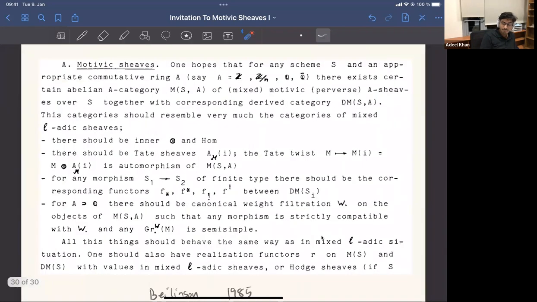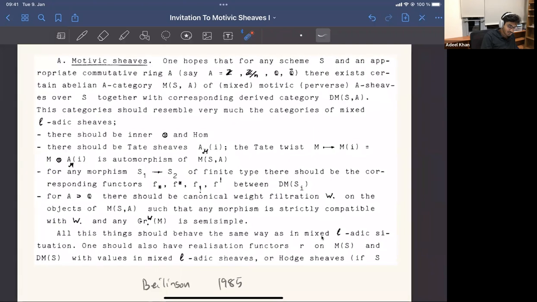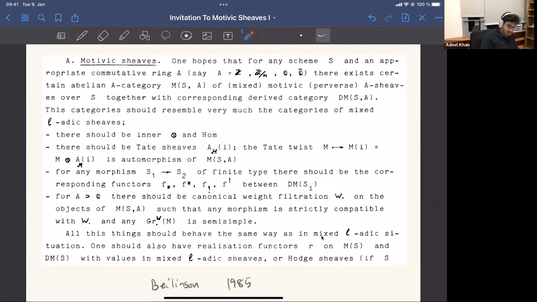But I want to end with Beilinson's conjecture on motivic sheaves, which I hope now we can appreciate most of the statement. This is from his paper in 1985, which I've pasted the original. It's always fun to see the original. I wish it was typewritten better, but it's always nice to see the original writing here. And so let's go through it.